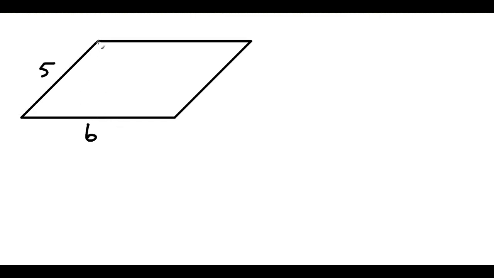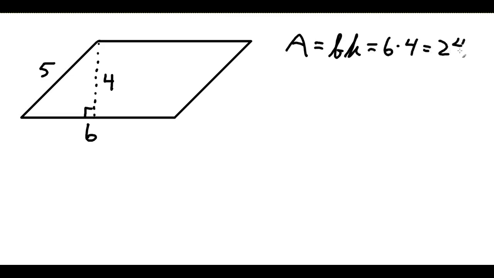So if we take, say, this corner here, and we drop an altitude to the base, and let's just suppose that that height there is 4 for the sake of computational simplicity, then the area would be the length of the base times the height. That is 6 times 4, or 24. So we know that the parallelogram that I have described has an area of 24 square units.